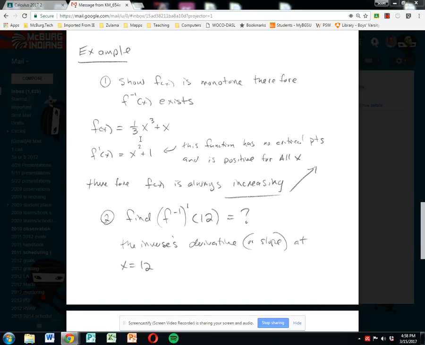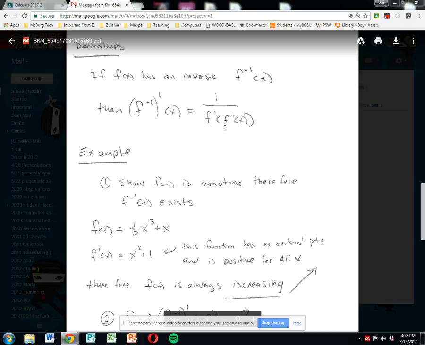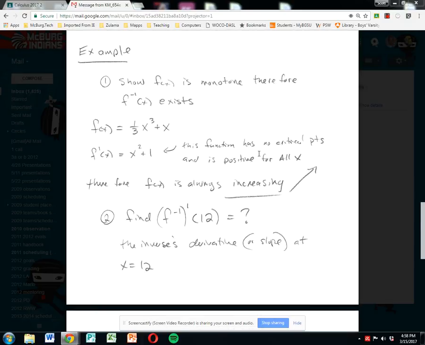So we take the derivative and we find out the derivative is x squared plus 1, and this function has no critical points and it is positive for any x that I plug in. So it's definitely monotonic, so an inverse exists. All right. If I tried to solve this, you'd find out that you'd have x equals 1/3 y cubed plus y, and you'd be like, I have no idea how to solve this thing for y. So we need a shortcut, and here is the shortcut right here.